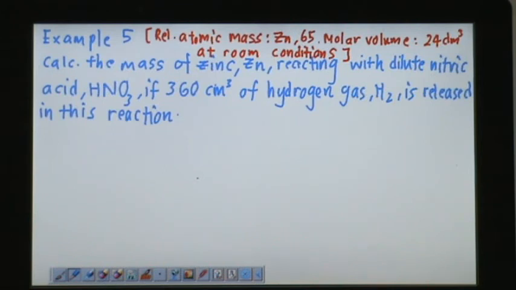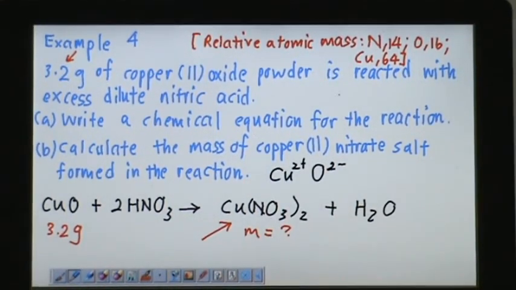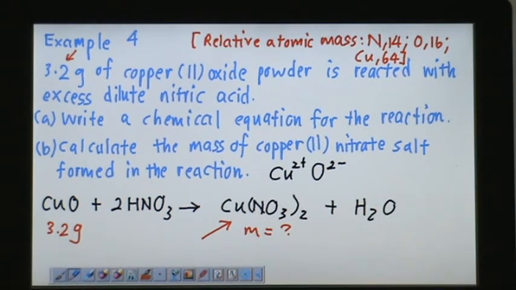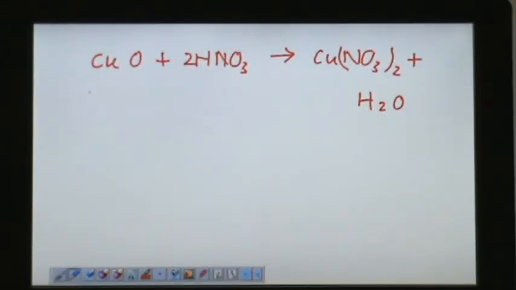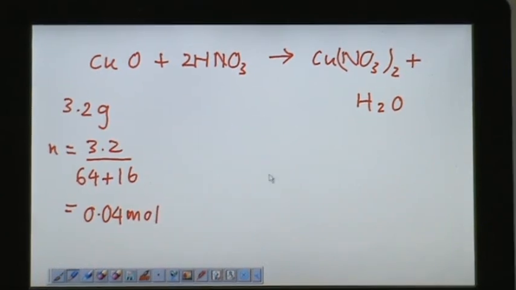Yes. 3.2, and then Cu itself, relative atomic mass is 64. Copper 64, nitrogen 14, and oxygen 16. Okay, so copper is 64, so the 3.2 gram. I need to find the mole. So 3.2 divided by 64 plus 16, and how much is this? 3.2 divided by 80. Using the calculator, divided by 80. 0.04. Okay, so you get 0.04 mole.